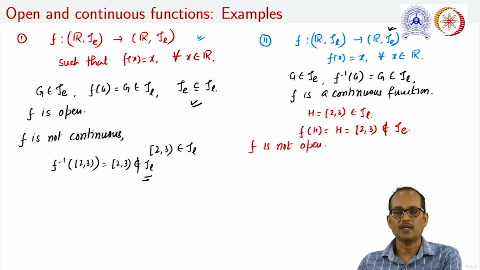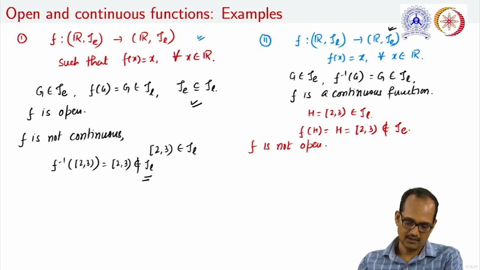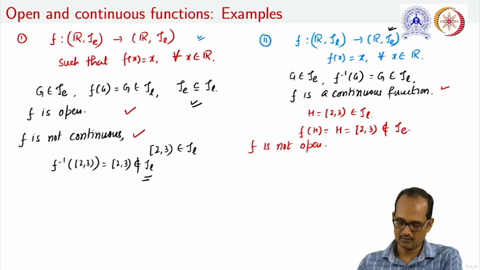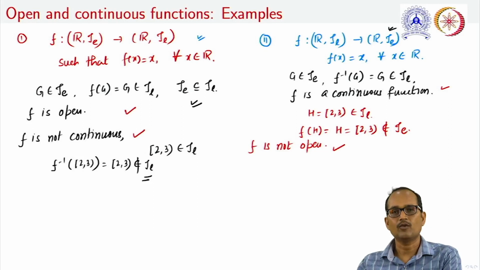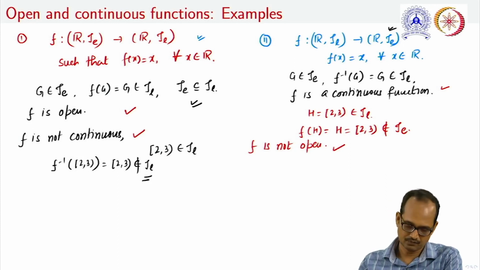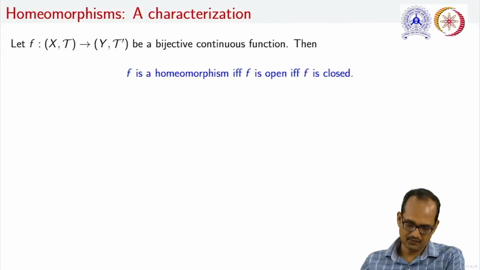So what we have seen? We have seen that there may be functions which are open but not continuous, and there exist functions which are continuous but not open. Even we can construct some functions which can be open and continuous both. Moving ahead, finally we can characterize homeomorphisms in terms of open and closed functions.